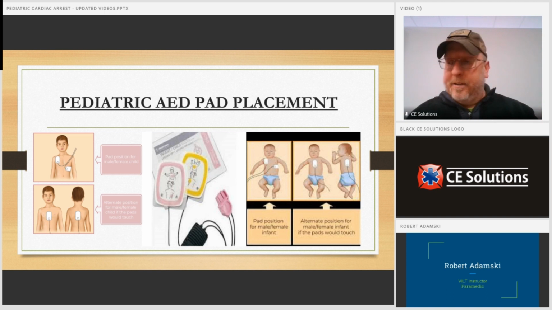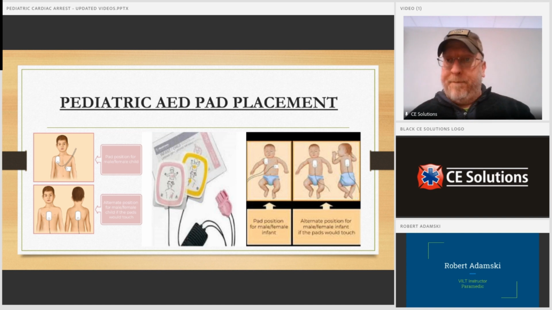Here, this slide is a good example of how to utilize and place those pediatric AED pads. So notice the left-hand side of the slide, you have that traditional placement for the child. That top picture on the upper left is a child, so it's upper right, lower left, right? And then we have the alternative position in a child, which is anterior, posterior, or on the front and then on the back.